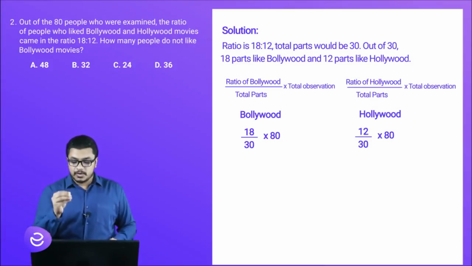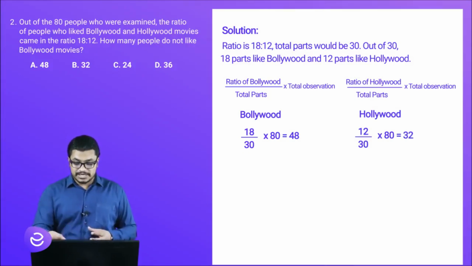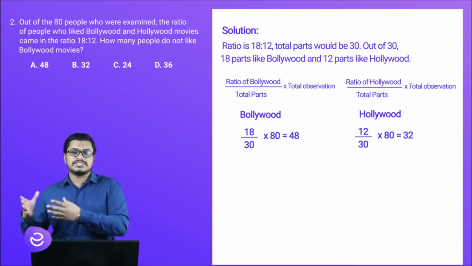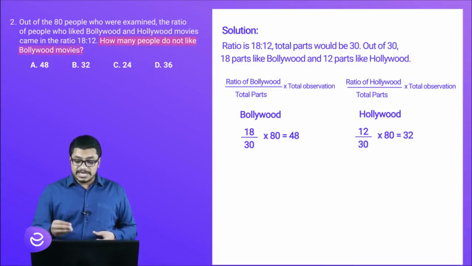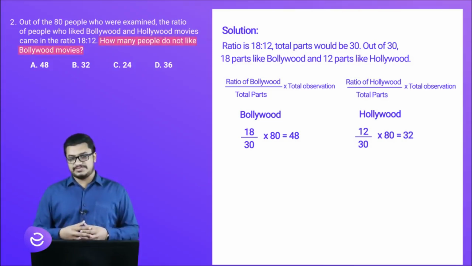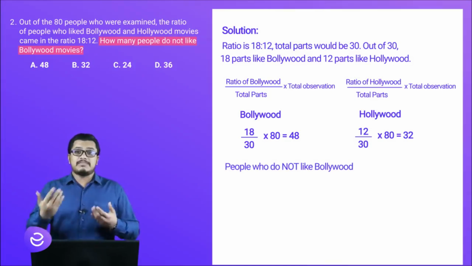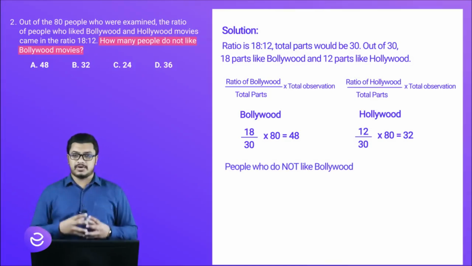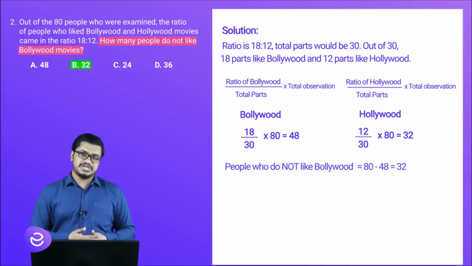So the number of people who like Bollywood, we'll get as 48. The number of people who like Hollywood, we'll get as 32. So 48 and 32, the total comes to 80. And the question here is, how many people do not like Bollywood? So we have the total number of people, which is 80. We can subtract the people who like Bollywood. So 80 minus 48, we will get the answer as 32.